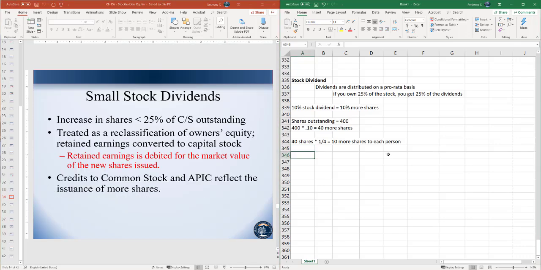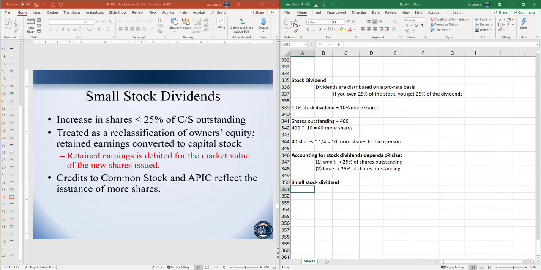To account for stock dividends, the way we account for it will depend on the size of the dividend. Pretty much we'll split them into two sizes, small and large. Small just means the increase in shares is less than 25% of shares outstanding. And large is just the opposite, it's greater than 25% of shares outstanding. We'll start by learning how to account for small stock dividends first, and then we'll go to large.